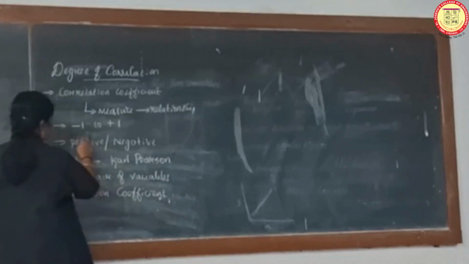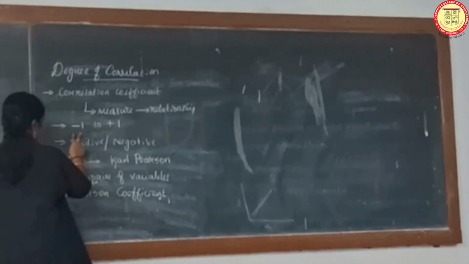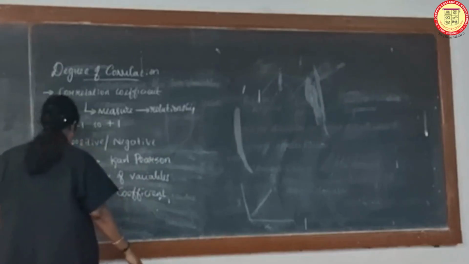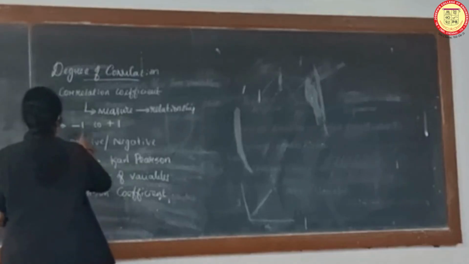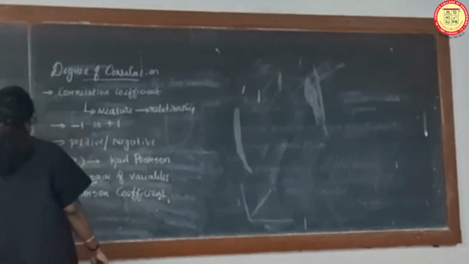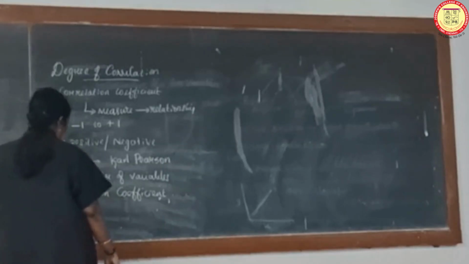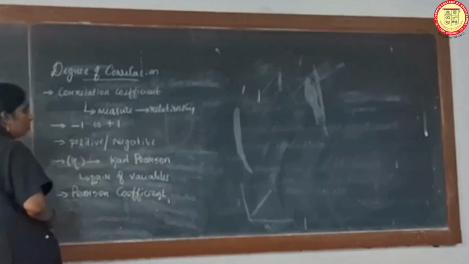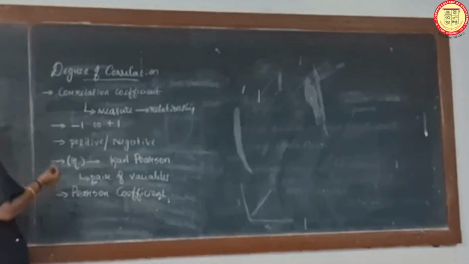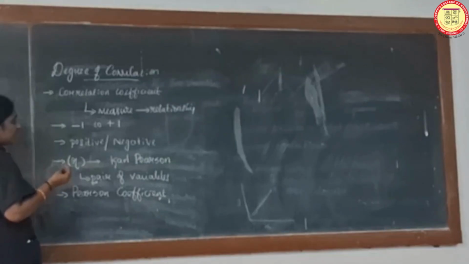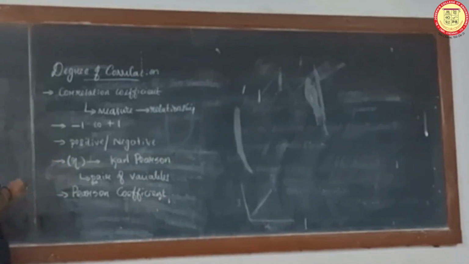The sign of the correlation coefficient represents the positive or negative relationship between the variables, and the numerical value of R represents the strength of the linear relationship. If it is a large value, it represents a strong correlation, and if it is a small value nearer to 0, it represents a weak correlation.